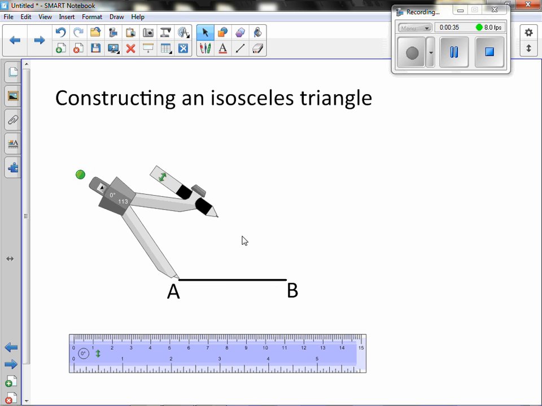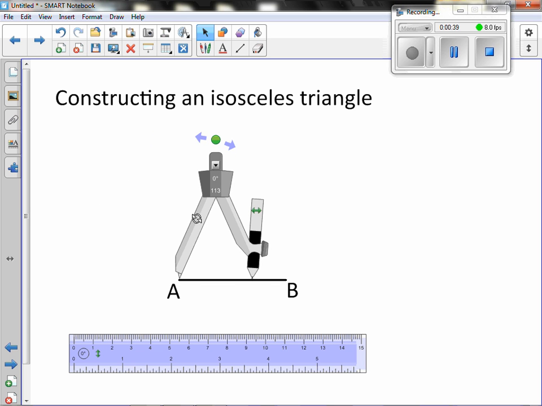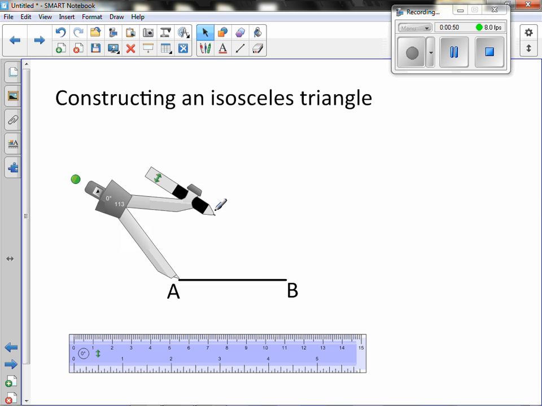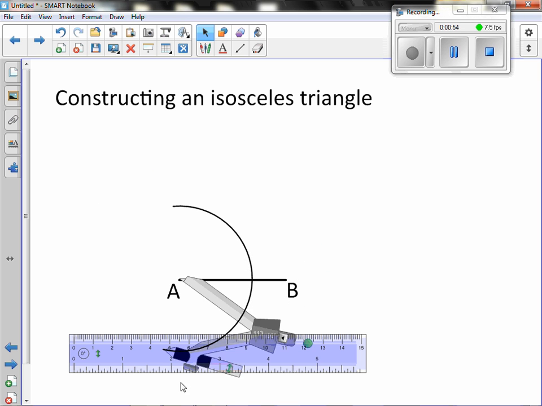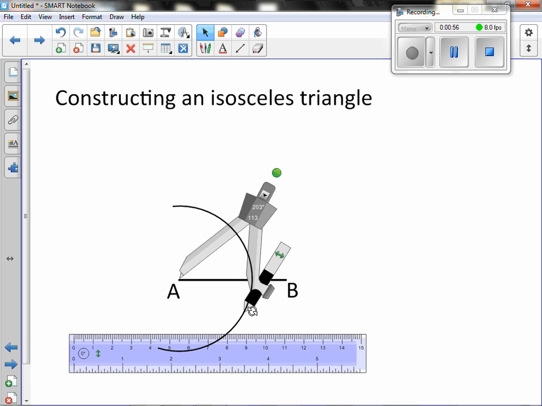So I'm going to create an arbitrary length. I just made sure that it went more than halfway past my segment. I'm eyeballing that the midpoint of my segment is right about here where my cursor is, so I stretched my compass to a little more than halfway. I'm going to do an arc mark at the top, and I'm going to do an arc mark at the bottom. So I really just drew half a circle there.